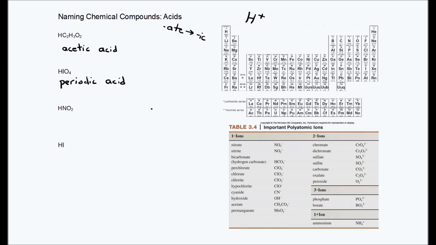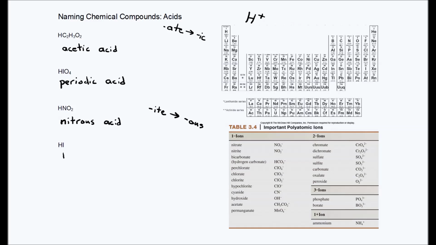Next acid you see, HNO2. NO2 we see here is nitrite. Now, if we have a polyatomic ion that ends in ITE, that ITE becomes a new ending, OUS. So nitrite becomes nitrous, and I tack on the word acid to indicate the H+. So this is nitrous acid.